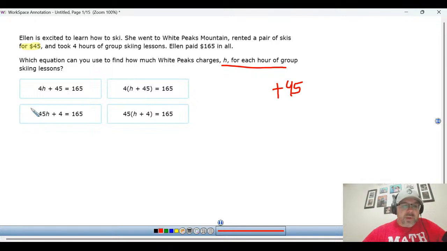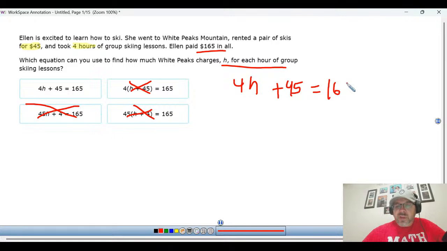Okay. So already we know it can't be this one. And we already know that it cannot be this one or this one, just from that one piece of information. But I'm going to show you the rest of it. So she took 4 hours. So it has to be 4 with the H. So it's 4 multiplied by the number of hours. And then in total, she paid $165. So there's 165. So it has to be this first option right here. That's the first question.